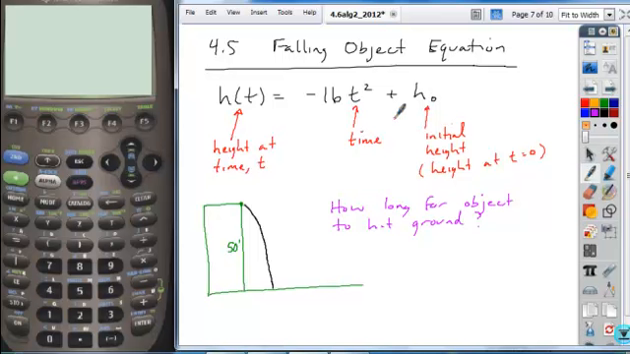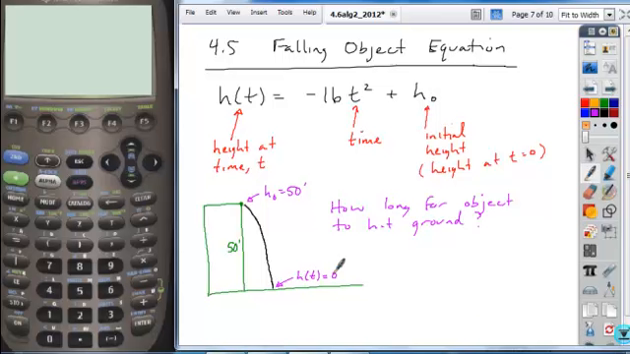So you need to know what's the initial height. The initial height in this problem would be h of 0 is 50 feet. It's being dropped from the very top. And the height at time t, the height that we're actually looking for, is the height when it hits the ground. When the object hits the ground, it's at a height of what? 0. So that's what you have to plug in on your own.